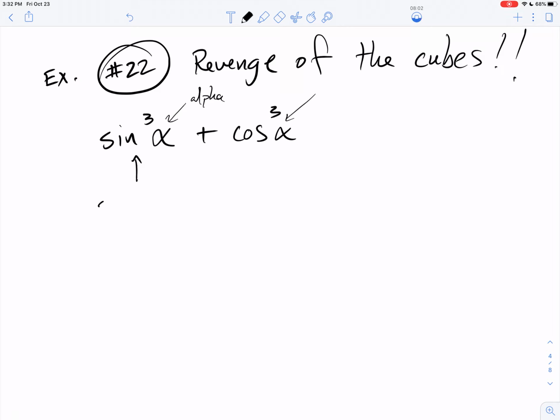Well, I'm going to go, you know what? Sine alpha times sine alpha times sine alpha would be sine cubed alpha. And in the formula, they call that thing A. And then what times itself 3 times would be cosine cubed alpha? Well, cosine alpha times cosine alpha times cosine alpha. That's what they call B in the formula.